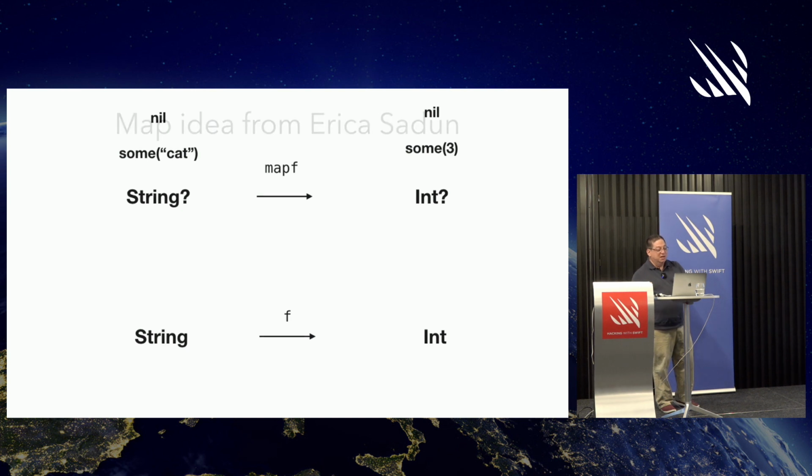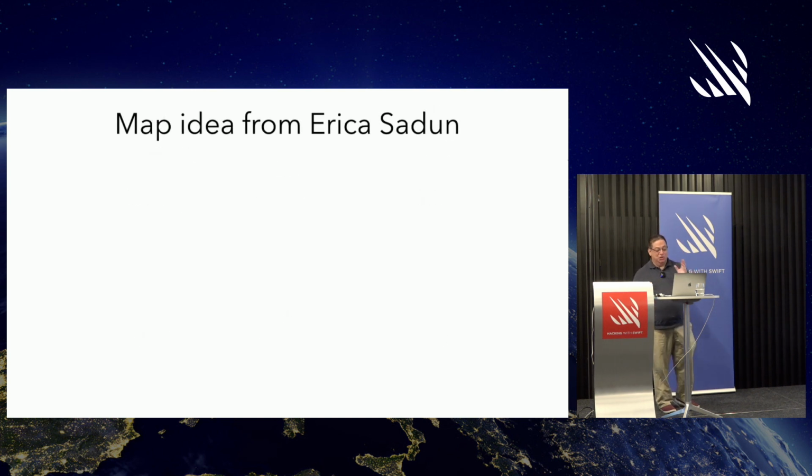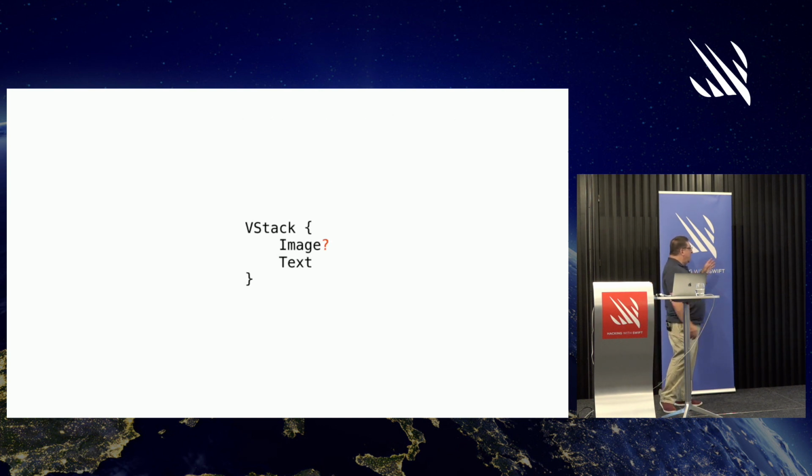And this is an idea from Erica Sadoun, which is just brilliant. And the idea is so cool. It says, if you have a VStack and you have an optional image and some text, then either the image is nil or it's not nil.